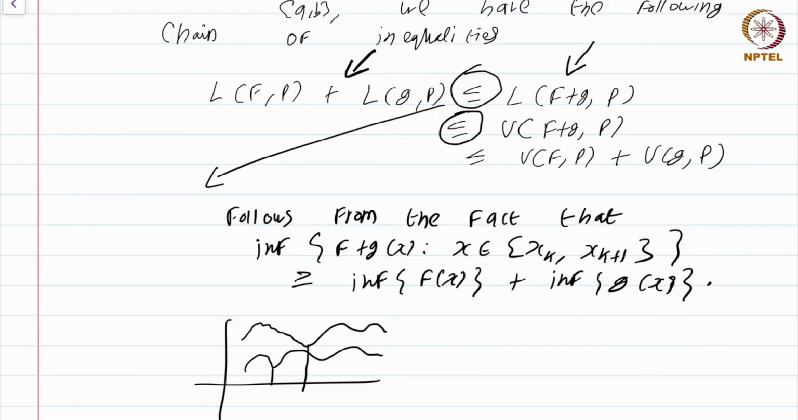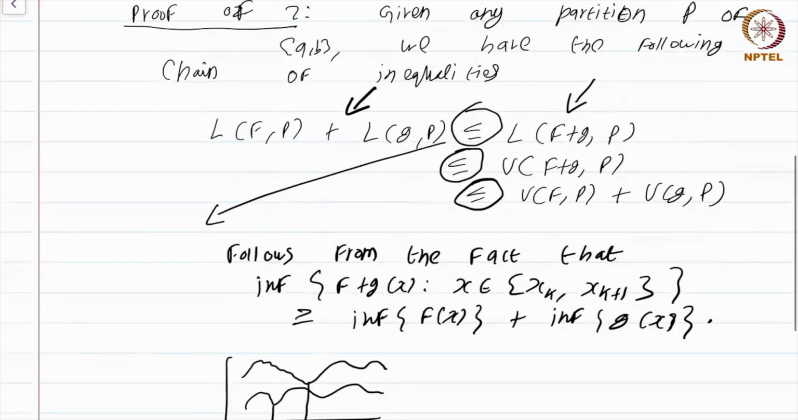In an entirely analogous way, we have this inequality that U(f plus g, P) is less than or equal to U(f, P) plus U(g, P). Again, when you take the sum of the maxima or supremum of f plus g on a particular interval [x_k, x_{k+1}], it is highly unlikely that the points at which f attains its supremum and g attains its supremum will coincide. Because of this, the supremum of f plus g of x as x runs through that interval is in general less than or equal to the supremum of f plus the supremum of g. So we get this chain of inequalities.